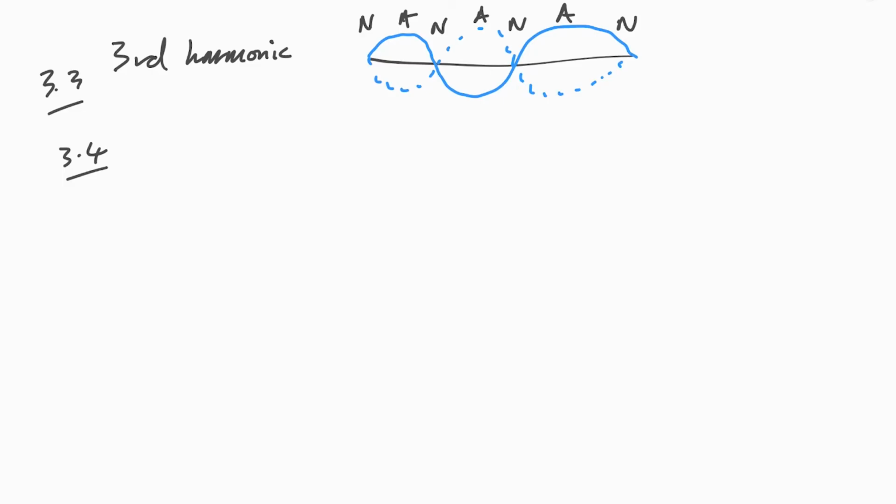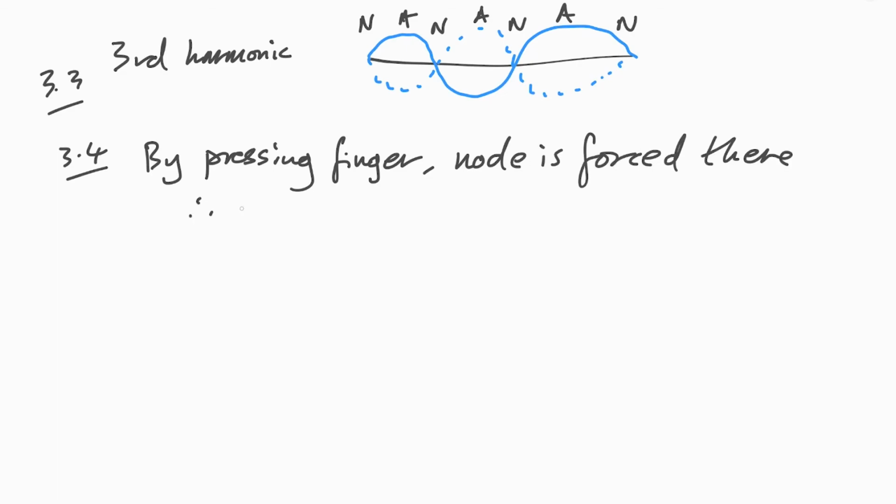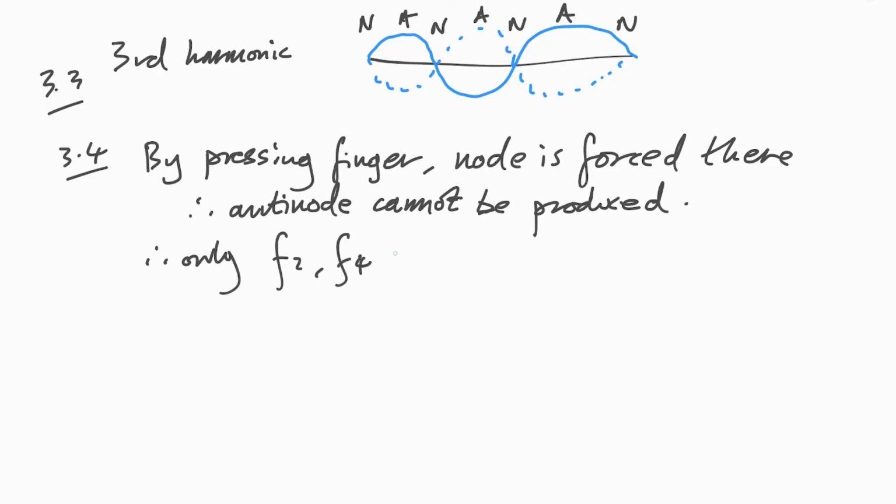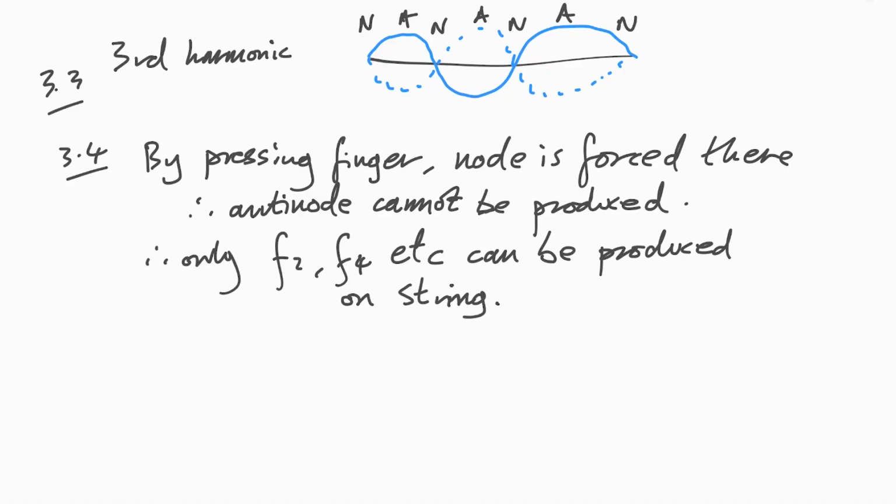The sections X, Y, and so on. Deduce with reference to frequency how the harmonics present in the sound compare with the harmonics present in figure 4. So, by pressing a finger, a node is forced there. Therefore, an antinode cannot be produced. Therefore, only f2, f4, etc. can be produced on the string. Can't even have the fundamental. And that's why you hear that bing as opposed to that bong. Evenly numbered harmonics.